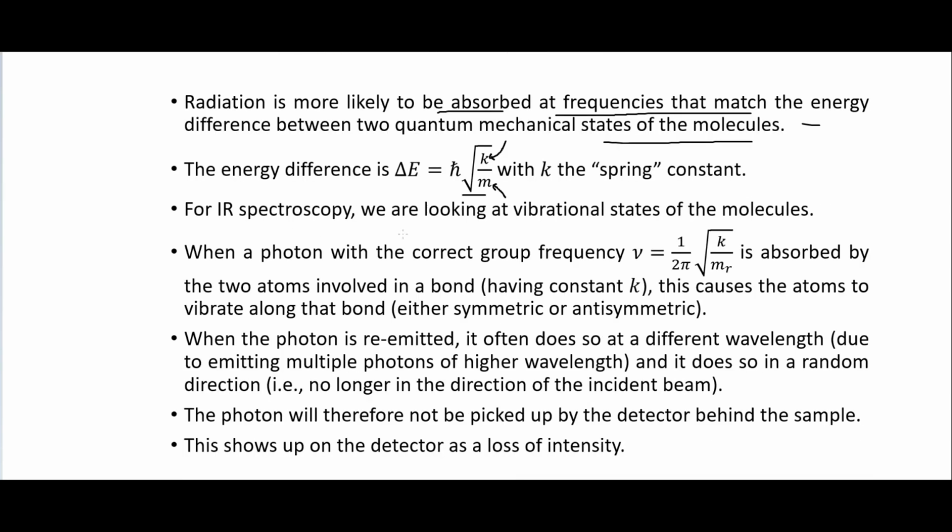For IR spectroscopy, we are looking at vibrational states of the molecules. So when a photon with the correct group frequency, nu, which again has that K in the numerator and the reduced mass in the denominator, is absorbed by the two atoms involved in a bond, and that bond will have some constant K, this causes the atoms to vibrate along that bond. And so, like I said, we're interested in the symmetric and anti-symmetric. When the photon is re-emitted, it often does so at different wavelengths due to emitting multiple photons of higher wavelength.